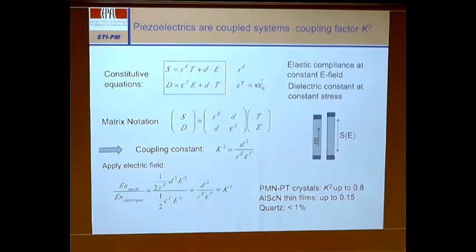Exactly, this is the coupling coefficient, and you can also make the simple calculation. You take the ratio of the mechanical energy you produce divided by the electrical energy you apply. So the mechanical energy is 1/2 times the compliance times the strain squared.